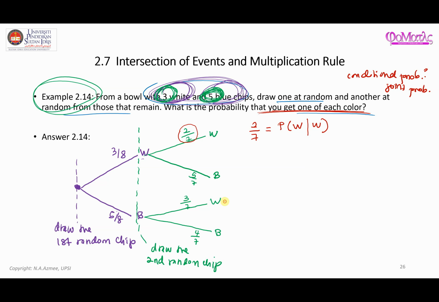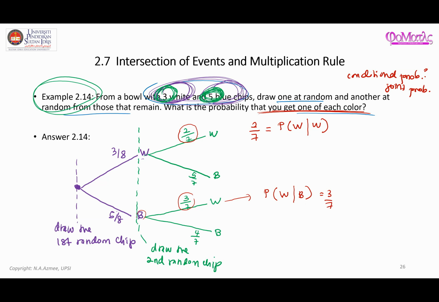Or for example, this one. What is this value? 3/7. 3/7 here is the probability that you get white given you have obtained a blue chip. So probability that you get white given that you have taken a blue chip. So that is 3/7. So that part here is conditional probability.